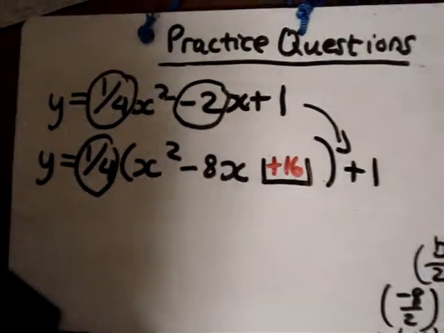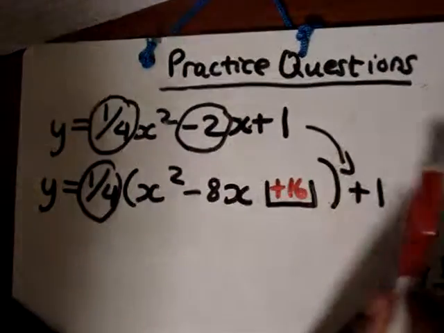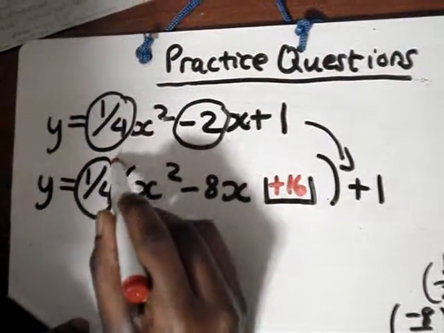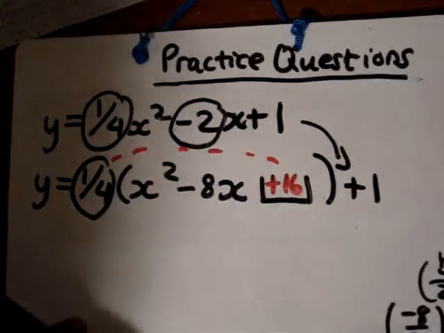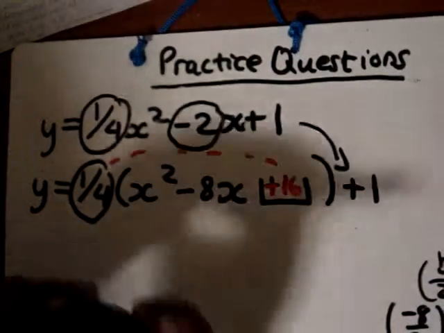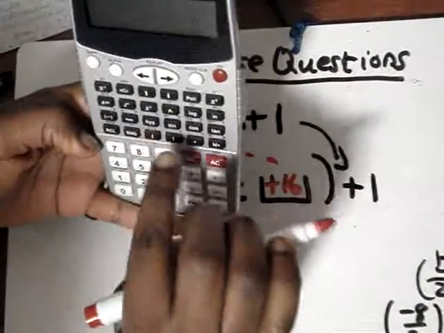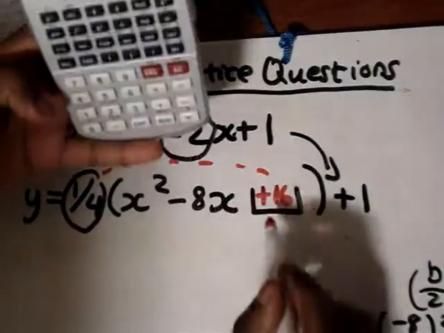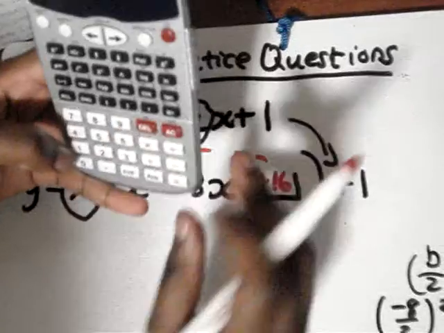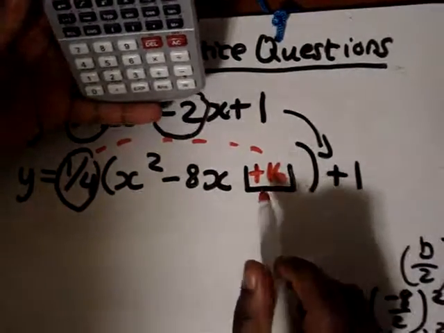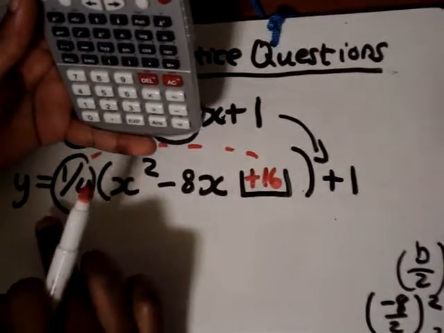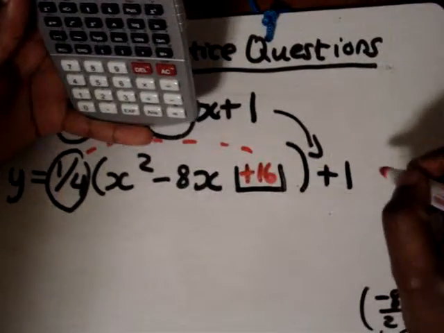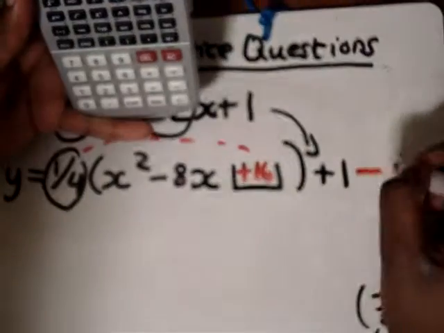Now remember, from the previous equation, we didn't just subtract 16 to balance out the equation. We actually had to multiply your a value by your magic number. So take your calculator once again. You say bracket 1 divided by 4 multiplied by your magic number, which is positive 16. And your answer should be 4. But since it's all positive, we have to make it negative in order to balance out the equation. So subtract 4.